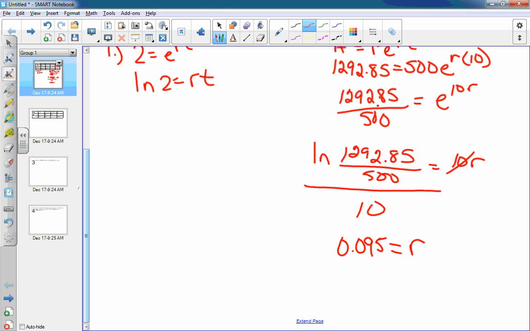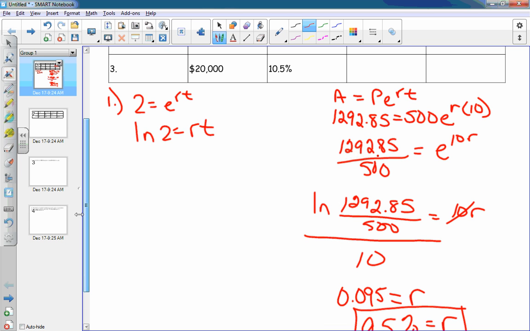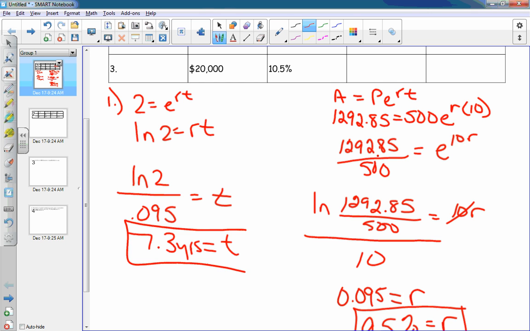So what is your rate? 9.5% is my rate. Okay? So now that I know what my percentage is, can I find the time it takes to double? Yes, that's the natural log of 2 divided by 0.095. And how long is it going to take for me to double my money now? 7.3 years is how long it's going to take to double my money.